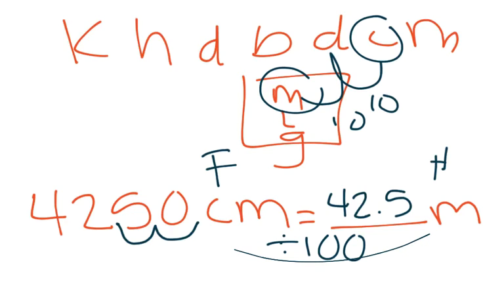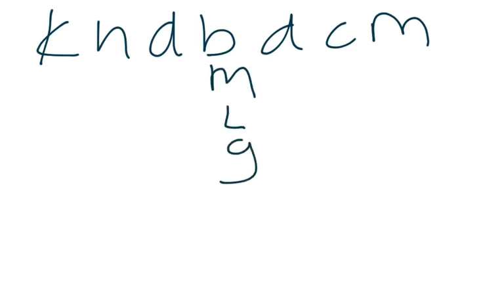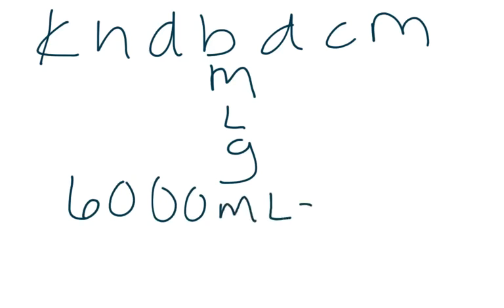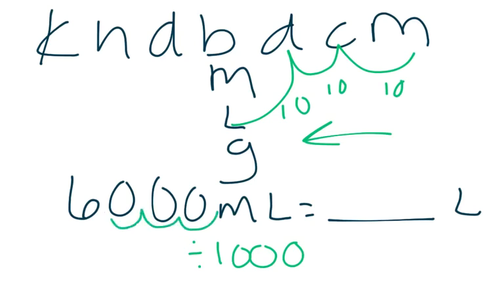Let's try the next one. Same thing. King Henry died by drinking chocolate milk. This is meters, liters, and grams. And if I have 6,000 milliliters, how many liters is that? So I'm jumping. 1 jump, 2 jumps, liters would be 10, 100, 1,000. So I'm dividing by 1,000 because I'm going this way. So I'm going to move my decimal 1, 2, 3 places. So it would be 6 liters.